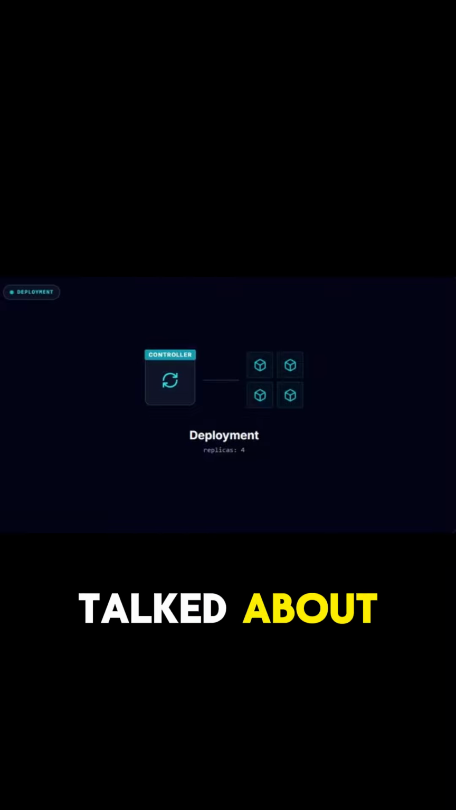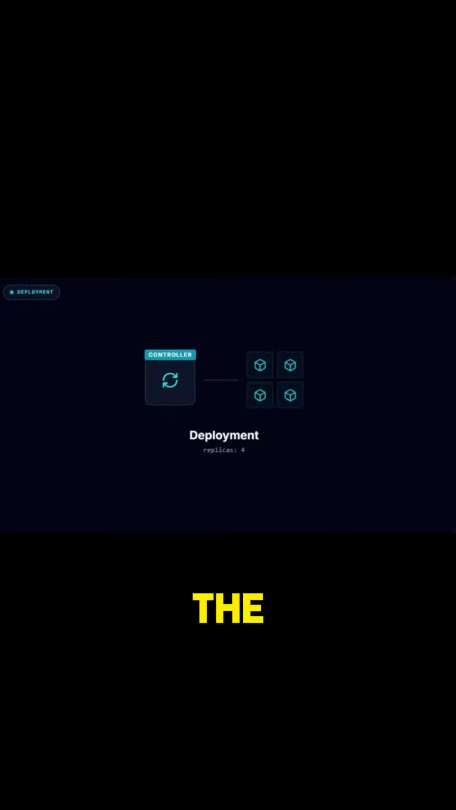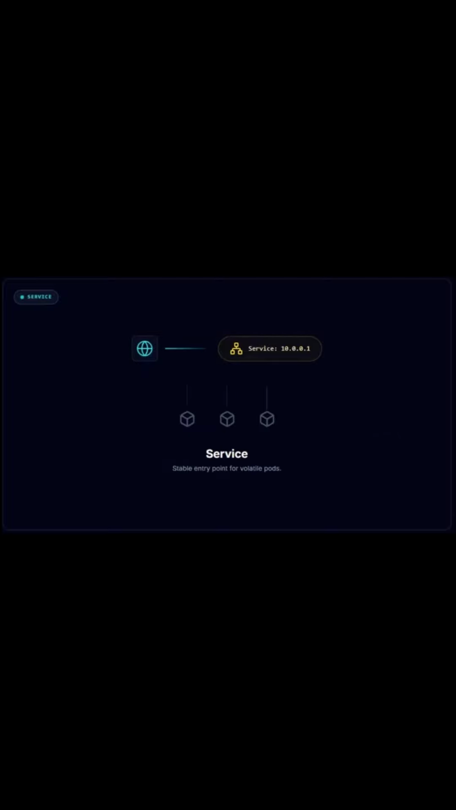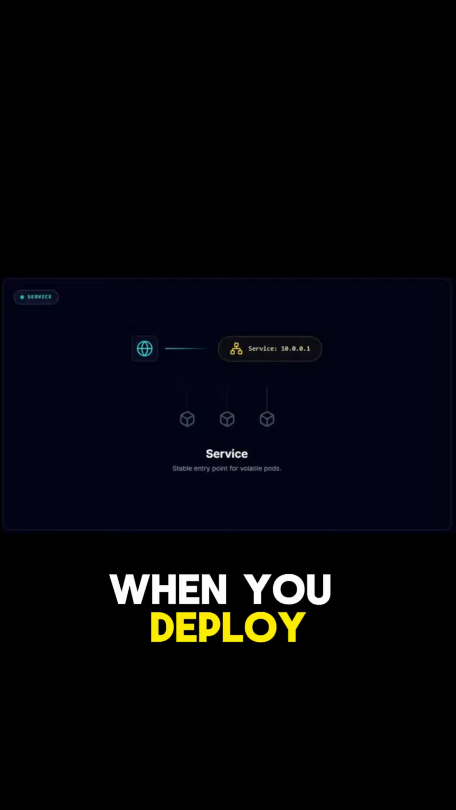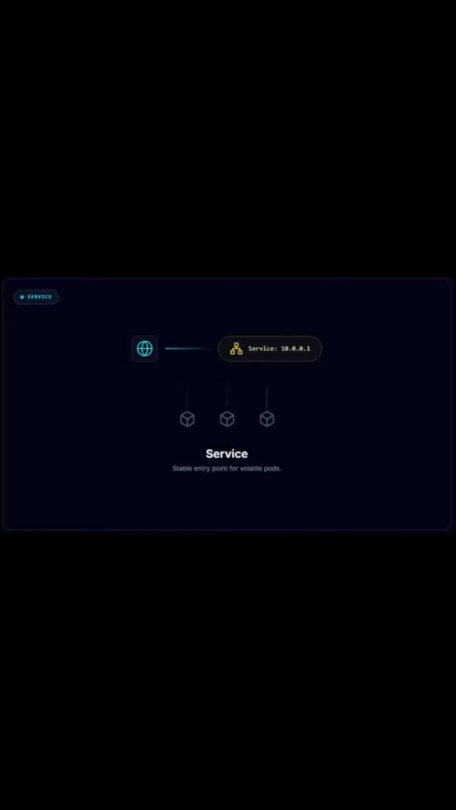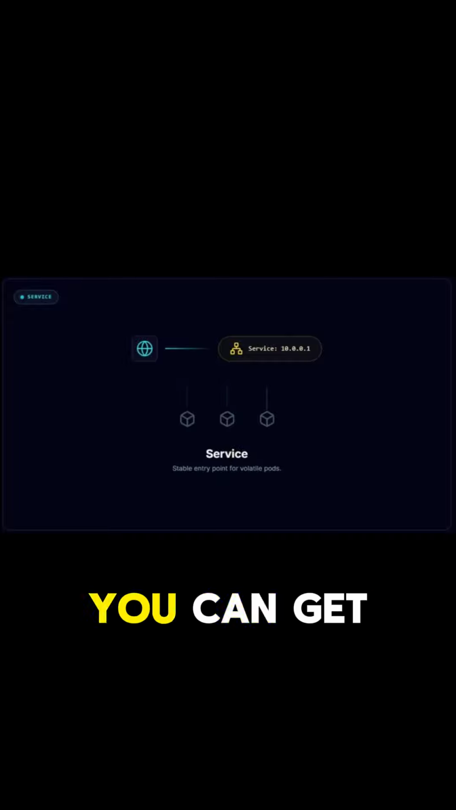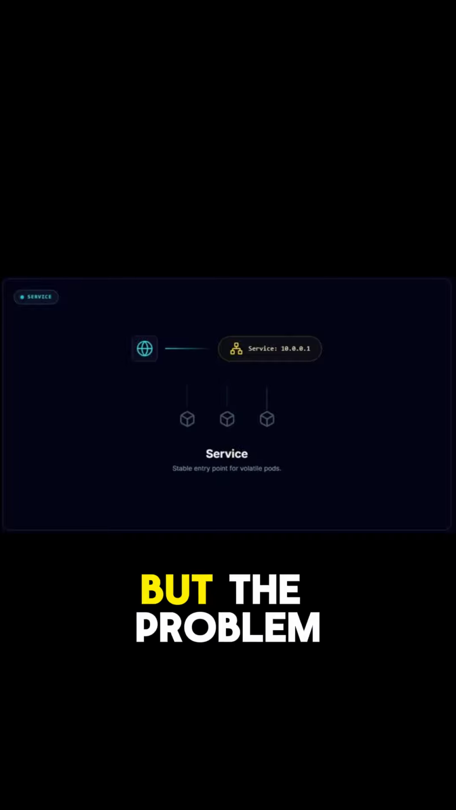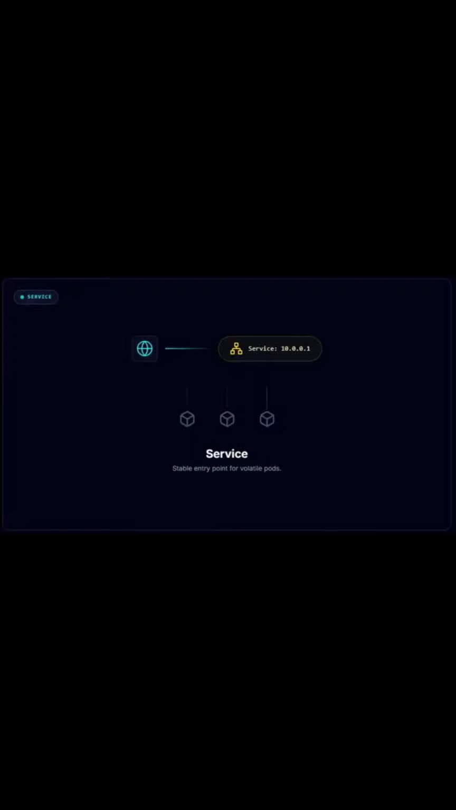Now we have talked about the pod and we have talked about deployment. Let's talk about the last one. I mentioned 3. The third one is a service. Why do we need services? First of all, when you deploy a pod in a Kubernetes environment, you will get an IP address. With that IP address, you can get access to your container. But the problem is this IP address is very temporary.